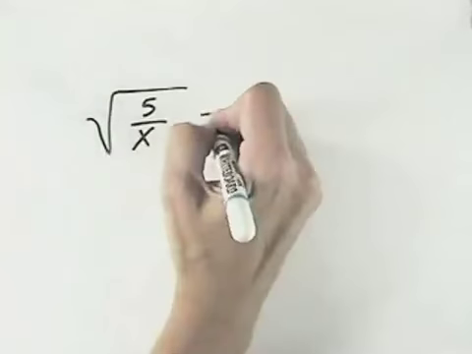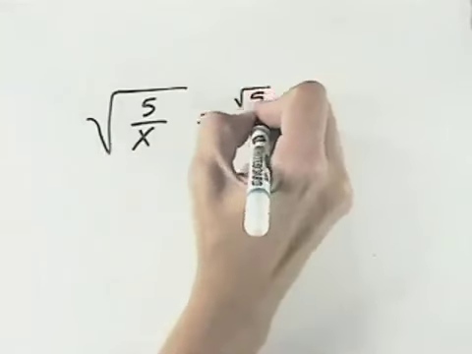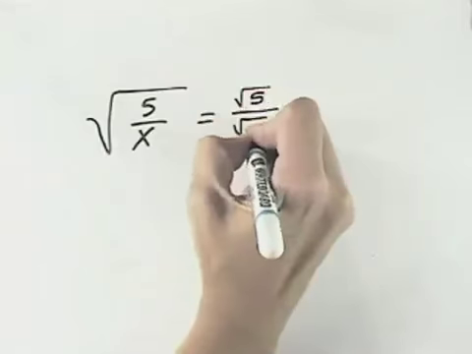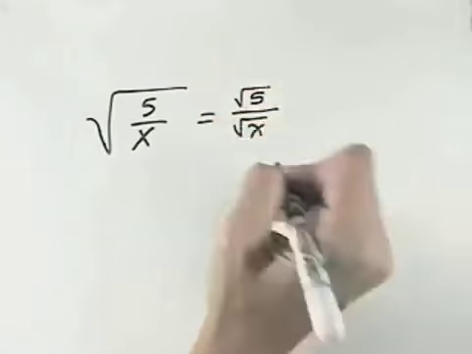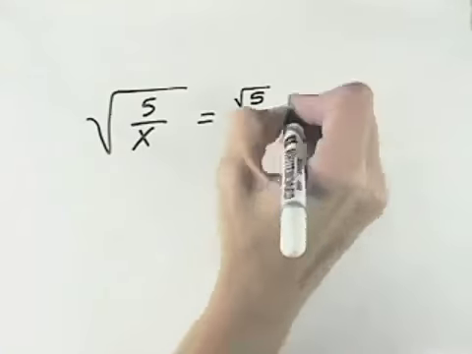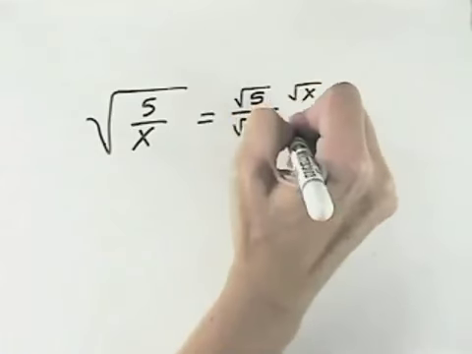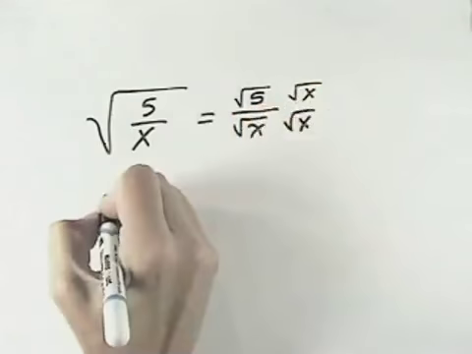So looking at this equation, the first thing we're going to have to do is to split up the radicals so we can see what the denominator is. We know that we can split a radical between the numerator and the denominator to write this as the square root of 5 over the square root of x. In order to get rid of the square root symbol in the denominator, we can multiply the numerator and the denominator by that square root of x.